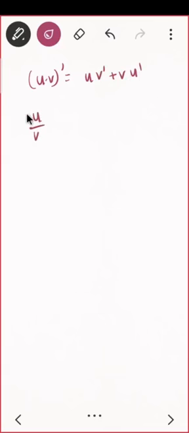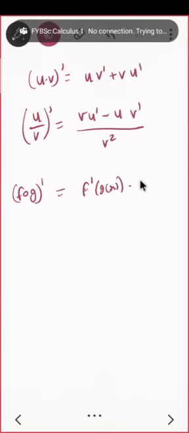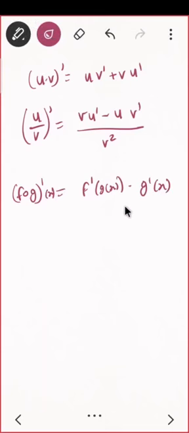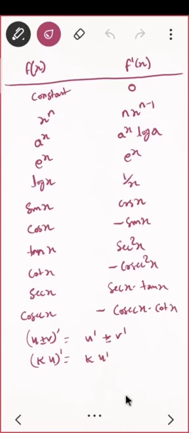Next u by v, which we proved fully in the last lecture. That is v u dash minus u v dash upon v square. What else do I need? Composition. When you have f composite g, the derivative of f composite g is the derivative of f at g of x into g dash of x. So these many formulas are enough. If you know these formulas, then you can handle the derivative.